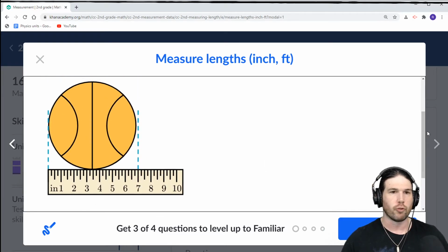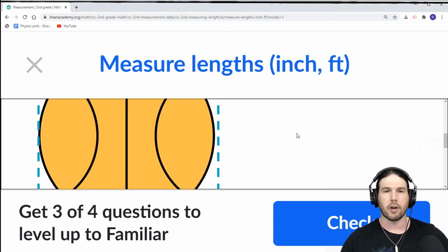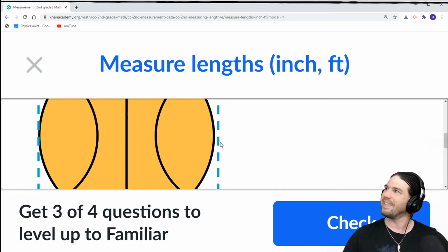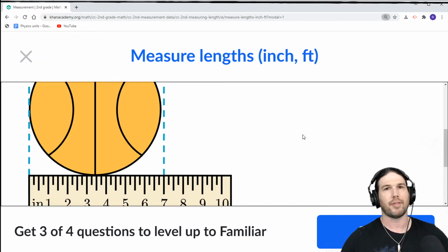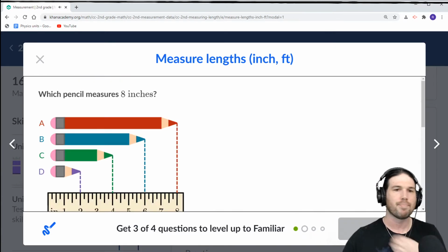Now, if we look really, really close, I could see an argument that it doesn't quite get to that line, but I don't think that's the point of the problem. I think it's 7 inches. Yeah, that's what I thought.